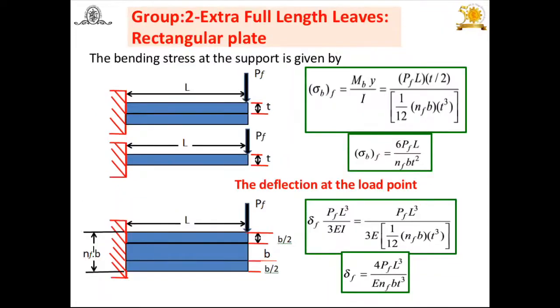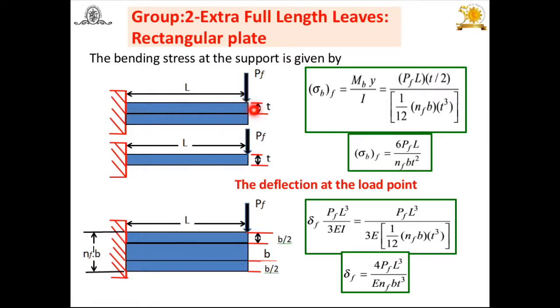Now let us see another group. In the other group, the remaining leaves are the extra full length leaves. Suppose in this case 2 leaves are shown in the figure, that's why 2 are considered. If 3, you can consider 3, but not more than 3 extra full length leaves are generally used, and they are used to take care of the transverse load.